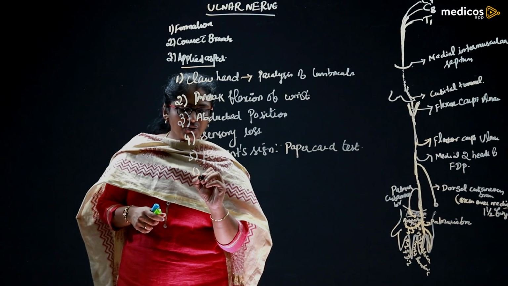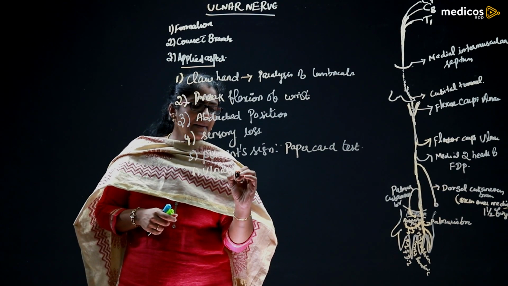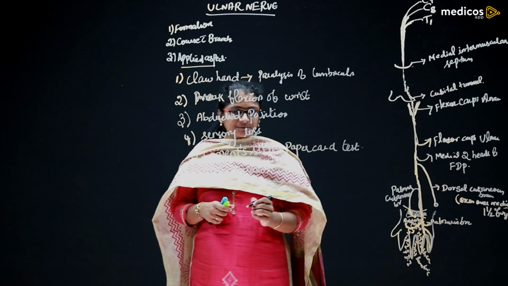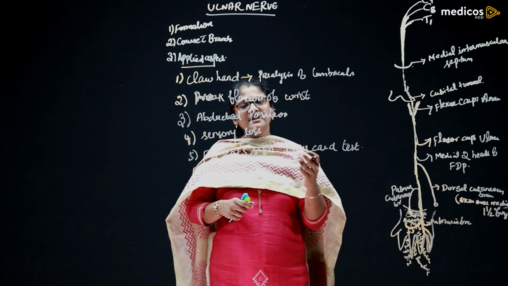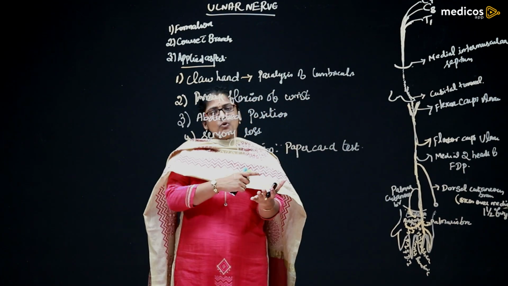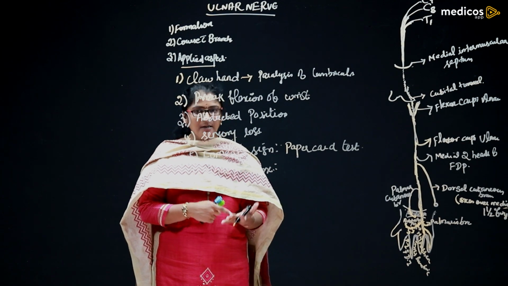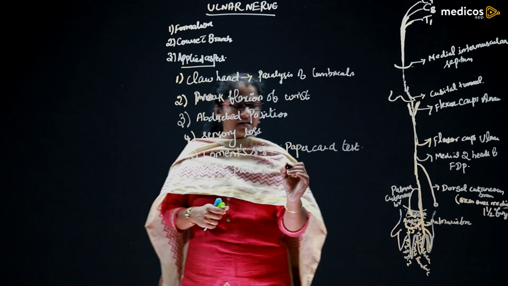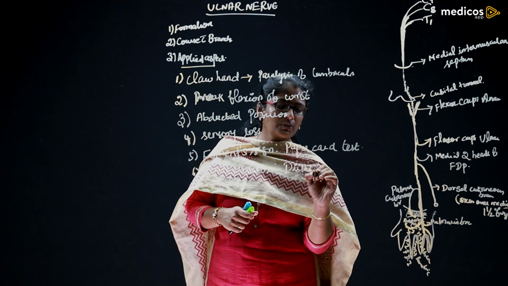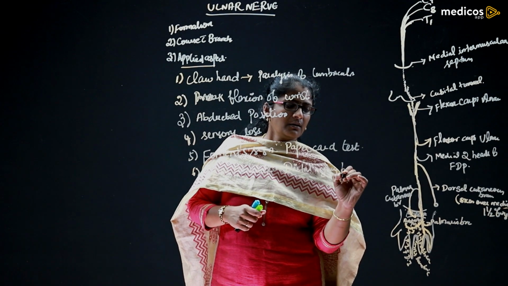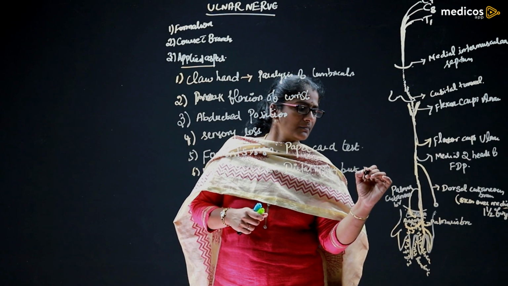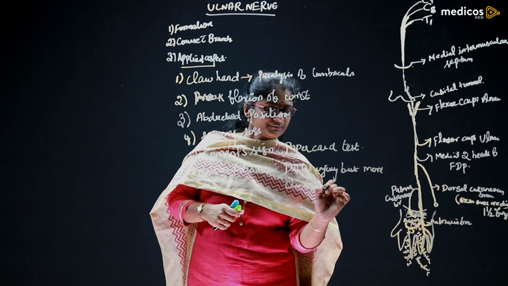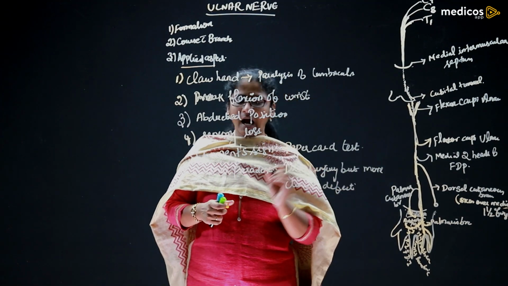And you should know a point about ulnar paradox. Ulnar paradox is that the more distal the nerve injury, the worse the clinical sign will be. Usually the more proximal the injury, the worse the clinical sign, but here the more distal the injury, the more clinical defect. That is the ulnar paradox.